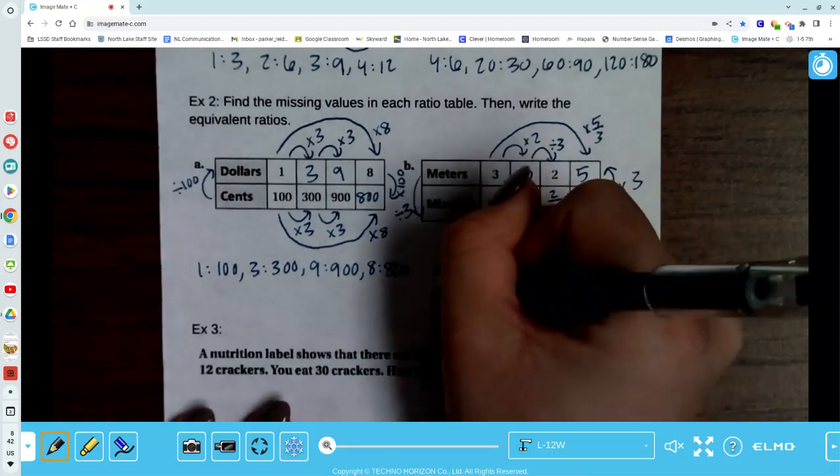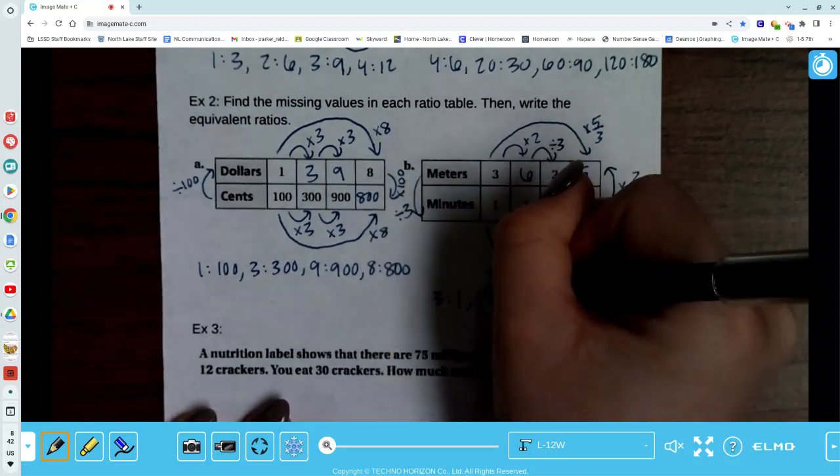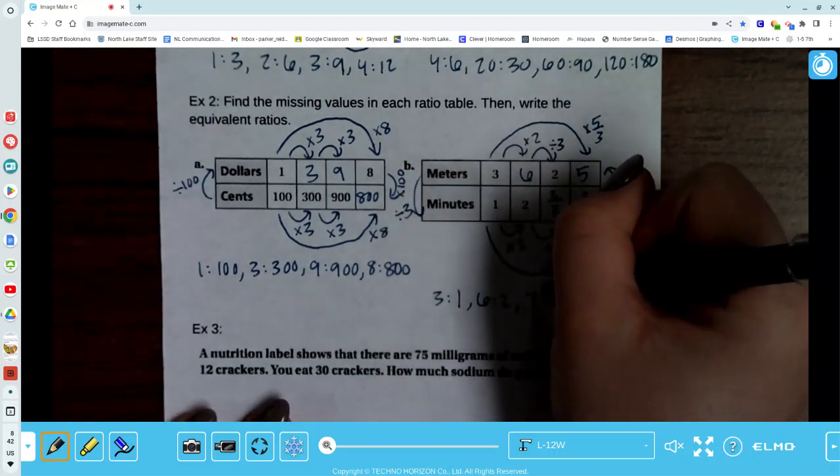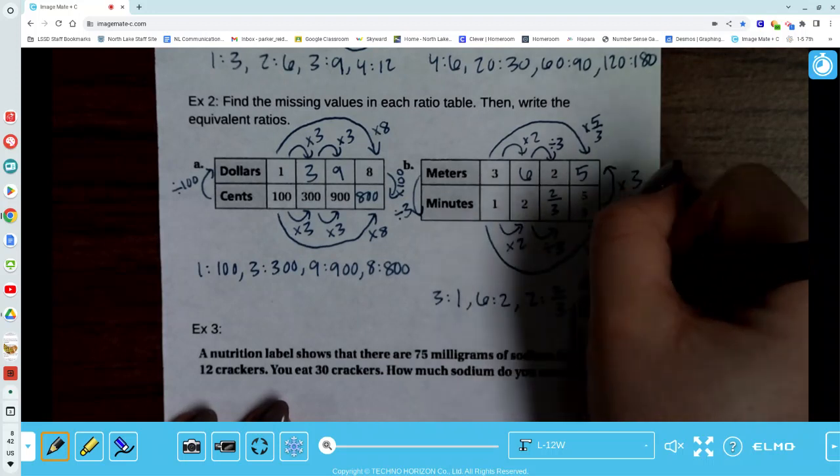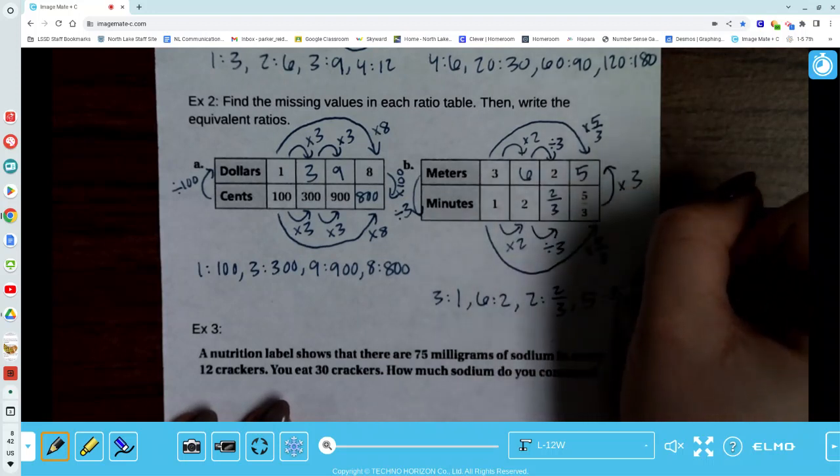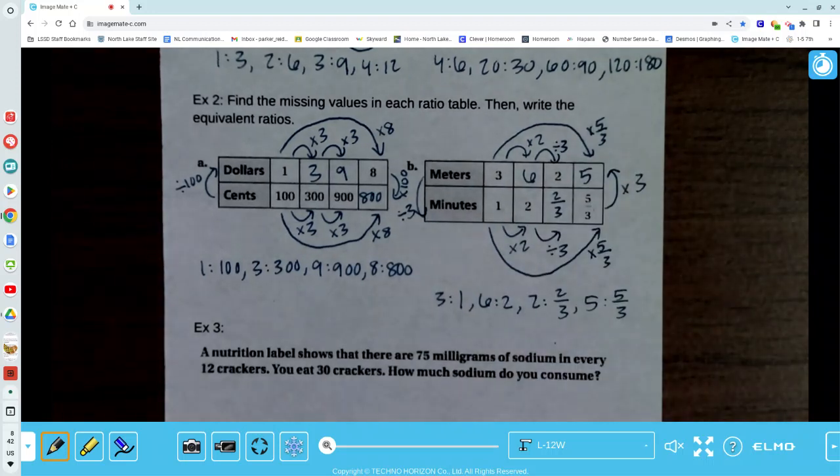So 3 to 1 is our first one. 6 to 2 is the second. 2 to 2/3 is the third. And 5 to 5/3 is the last one. So far we have learned that in a ratio table, you need to either be multiplying or dividing each number by the same amount to get to one of the other ratios. Or you can multiply every number from like bottom to top or top to bottom. That is also an appropriate strategy.